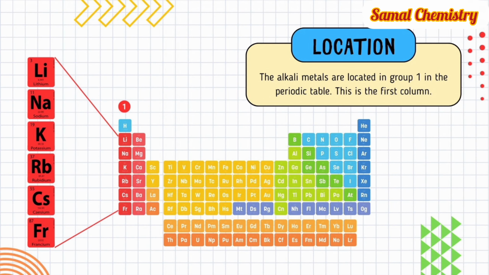Location of the alkali metals. Now, let us talk about the location of the alkali metals. The alkali metals are located in Group 1 of the periodic table. This is the very first column on the left side of the periodic table. All the elements present in this column are known as alkali metals.